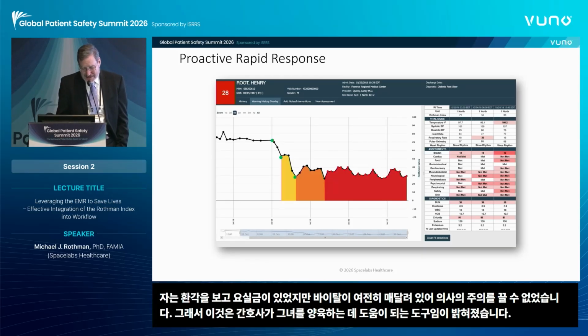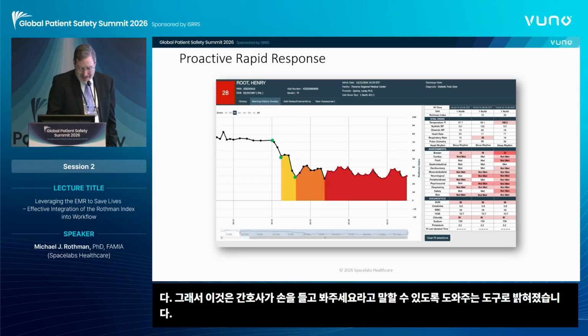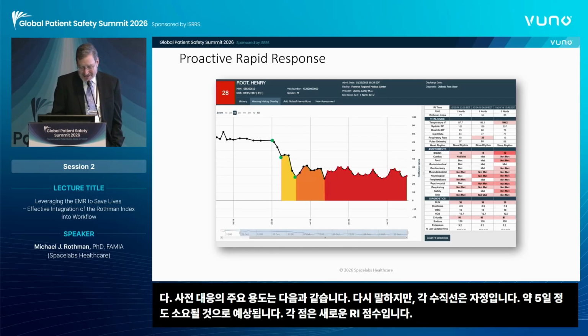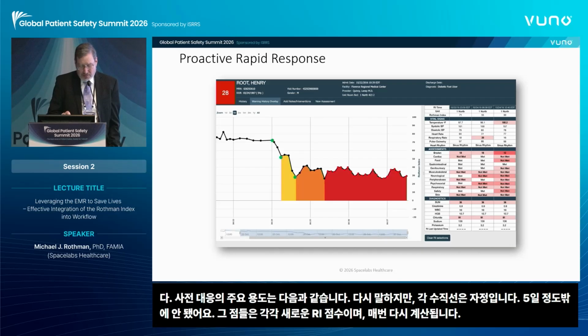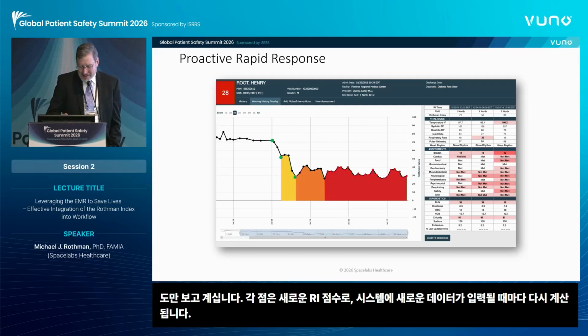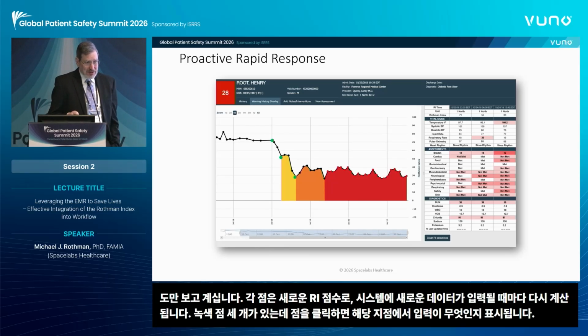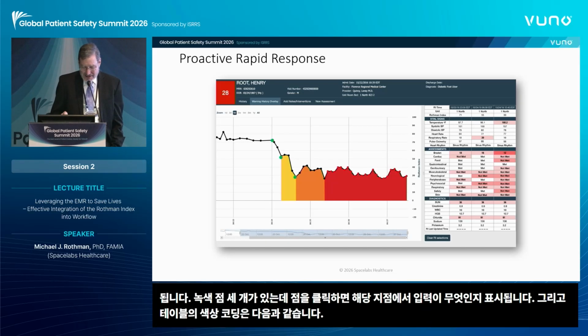The main use is in proactive rapid response. Again, each one of those vertical lines is midnight, so you're only about 5 days. Each one of those dots is a new RI score. It's recalculated every time a new piece of data is entered into the system. There are 3 green dots there. You can click on a dot and it'll show you what the input was at that point. And the color coding in the table on the right gives you an idea of the impact that particular variable had on the score.